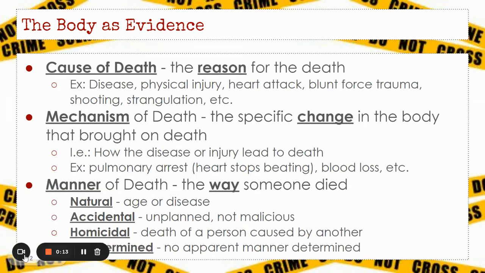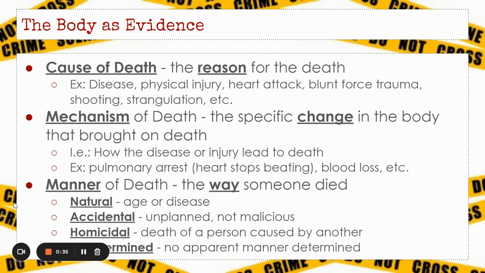Right, so bodies, obviously, when found at a crime scene, offer a lot of different evidence. A couple of things that we can determine from a body is the cause of death. The cause of death is the reason the person died. For example, it could be disease, it could be physical injury, heart attack, blunt force trauma, anything like that. It is the reason the person died.